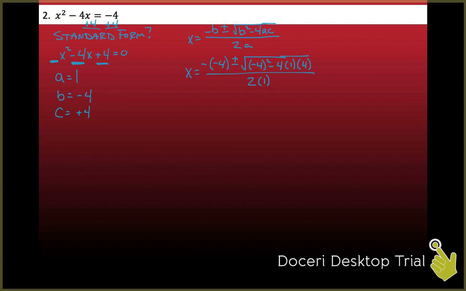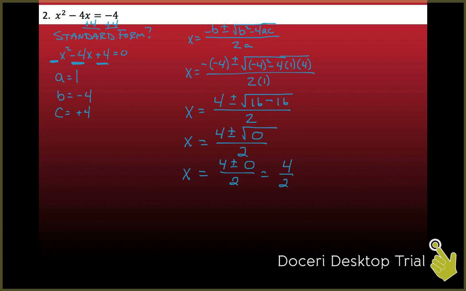So I've just plugged in my A, my B, and my C through everything, and I'm going to simplify it down. So x equals negative negative 4 is positive 4, plus or minus the square root. Negative 4 squared is 16, minus 4 times 1 times 4 gives us 16, all over 2 times 1 is 2. Next step, x equals 4 plus or minus the square root. Holy crap! 16 minus 16 is 0. All over 2. So in this case, x is 4 plus or minus 0 over 2, which is just 4 over 2, which is just 2, which is your final answer.